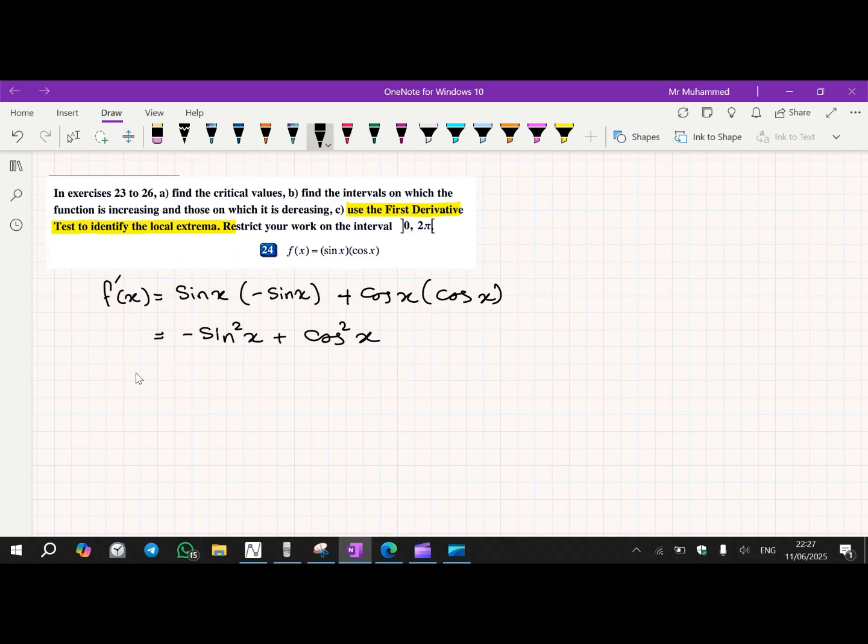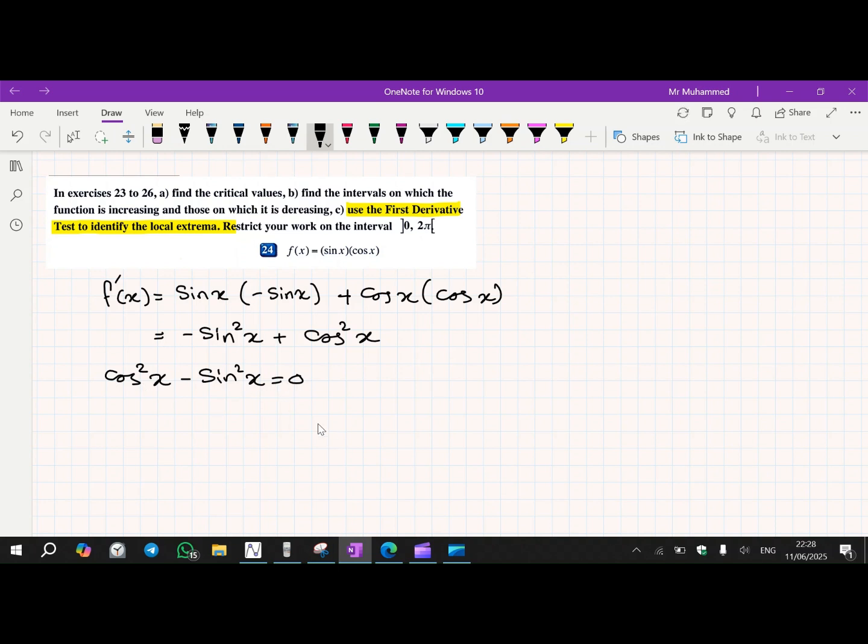Now we have the first derivative. To solve this, we need to set the first derivative equal to 0. And I'm going to write the negative term in the second place. So cosine squared x minus sine squared x equal to 0. To solve any trigonometric equation, we need to have only one type of trigonometric function. Then we can solve. Here we have cosine and sine. That is not solvable. Then what should we do?